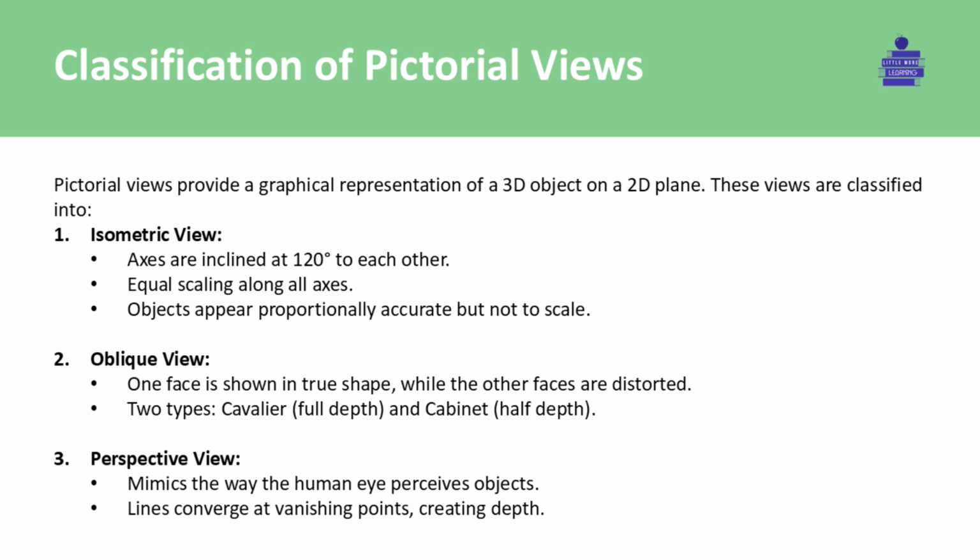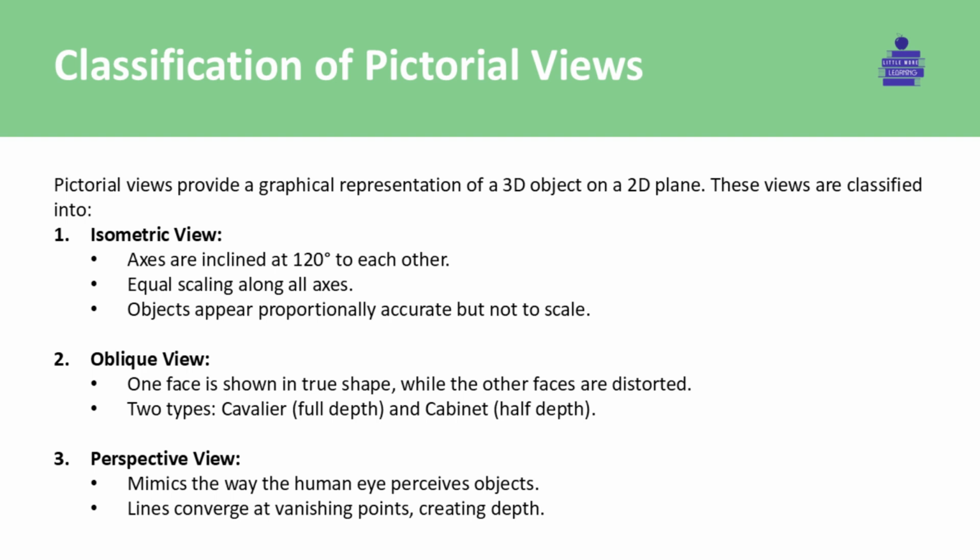First, we have the isometric view, where all three axes are spaced equally at 120 degrees apart. Imagine a Mercedes-Benz logo. In this view, everything is proportionally accurate, though not necessarily to exact scale. Then we have the oblique view, which is interesting because it shows one face exactly as it is, while the other faces appear slightly distorted. Think of looking at a building from an angle. There are two variations here. Cavalier projection shows full depth, while cabinet projection shows half depth for a more natural look.